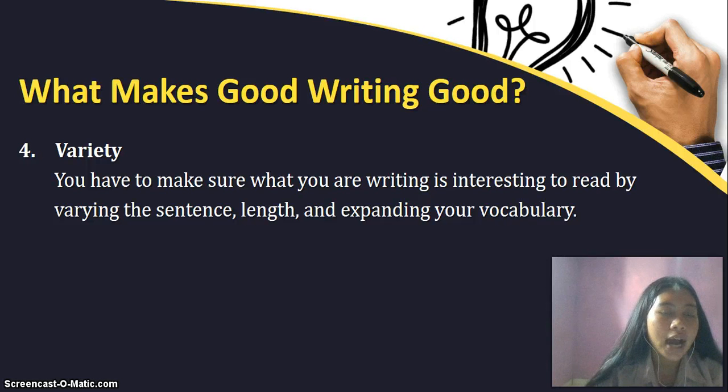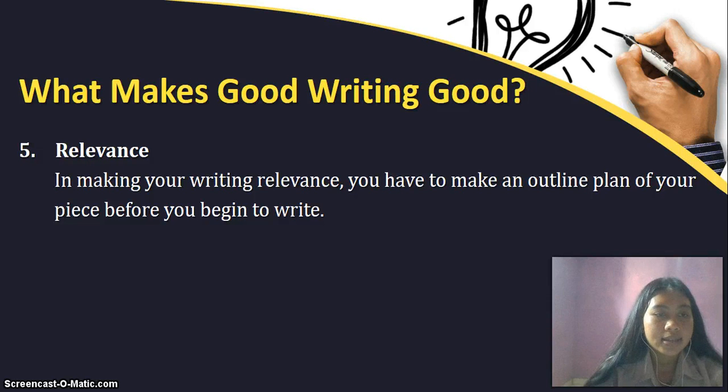Next is the variety. In this case, you have to make sure what you are writing is interesting to read by varying the sentence length and expanding your vocabulary. And then the next one is, in making your writing relevant, you have to make an outline plan of your piece before you begin to write.